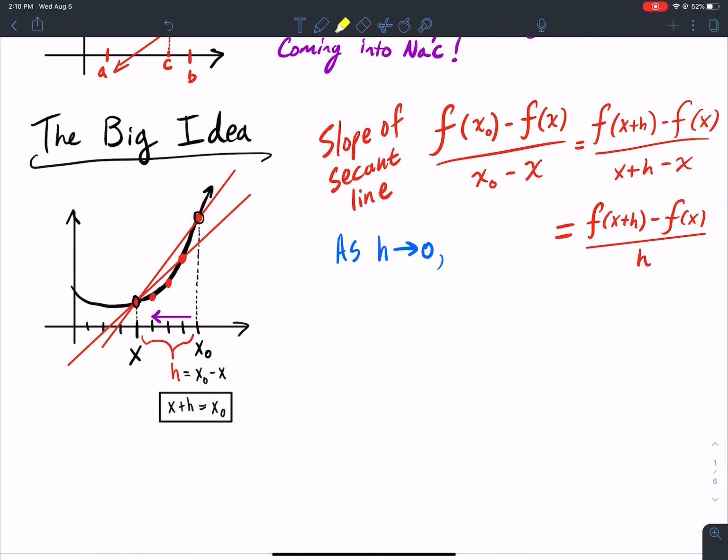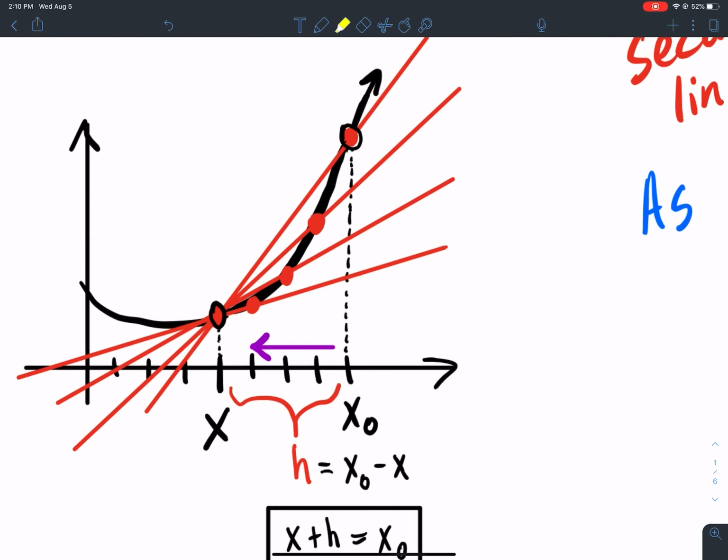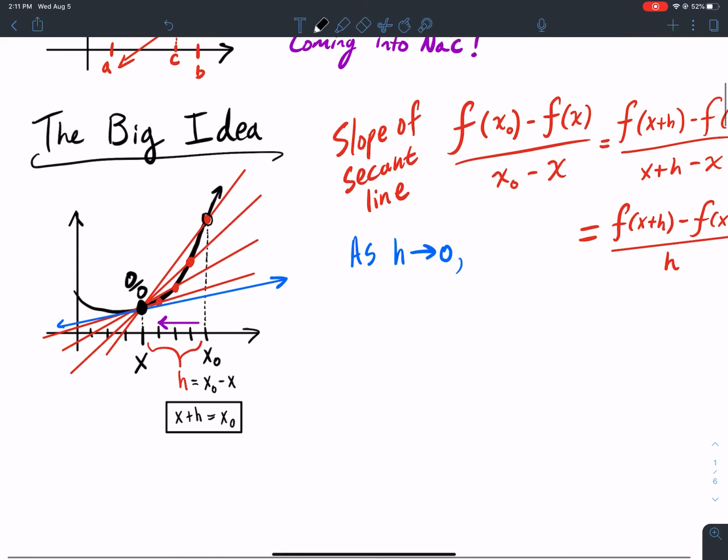So that's a smaller h here. So I pick points that are closer and closer and closer. What's happening? My secant lines are getting closer and closer and closer. As you can see, they're getting closer and closer to my true instantaneous rate of change. And then finally to the point where I reach that indeterminate 0 divided by 0 form there. Okay? That's as h limits to 0.